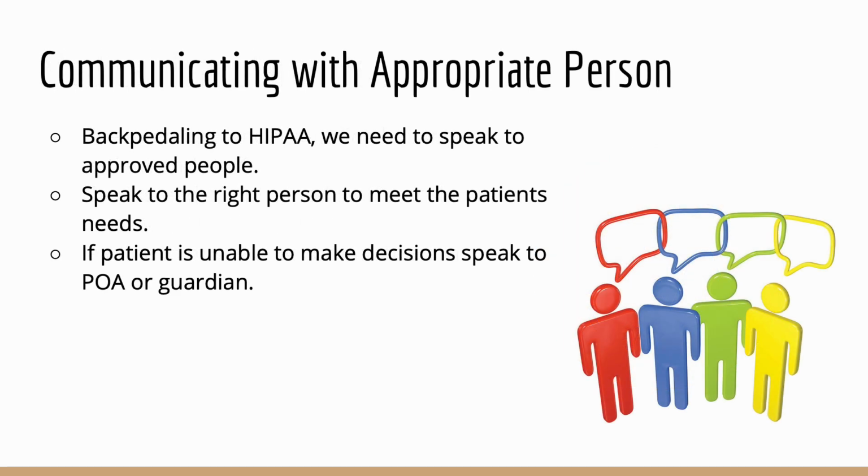Make sure to always follow HIPAA. You need to make sure you're speaking to approved people. If the patient is unable to make decisions, speak to the power of attorney or the guardian. Make sure you are speaking to the right person to meet the patient's needs, and verify that they are part of the care team.